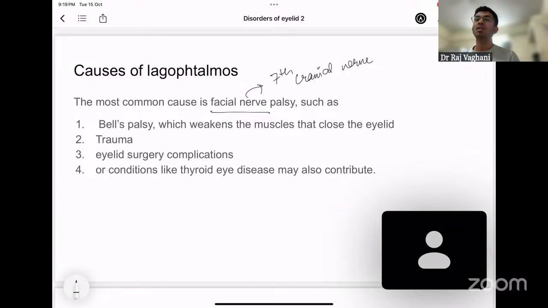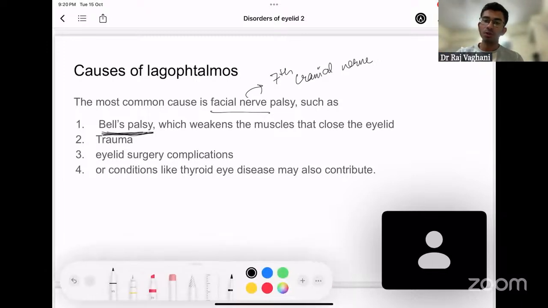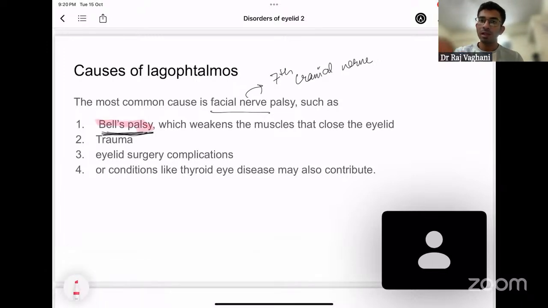And if the muscle is not being supplied by the cranial nerve, the muscle will not move. If the muscle will not move, then the eyelid will not be able to close the eyes. Okay, so that is known as Bell's palsy. Very important cause of lag ophthalmos. One of the most important causes of lag ophthalmos is Bell's palsy, and it's quite common also.